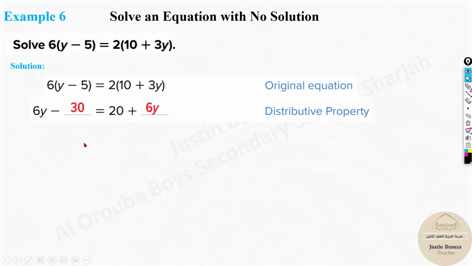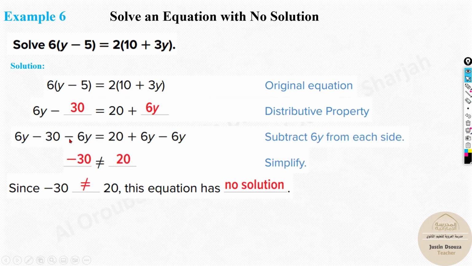Why? Because you're getting a wrong answer. Over here they have not removed 30 to the other side. You can keep it over here. It will be minus 30 equals 20, which is wrong also. 0 equals 50 is also wrong. So therefore this is having no solution.